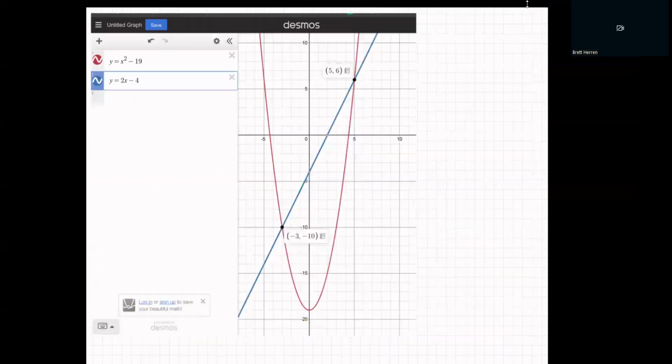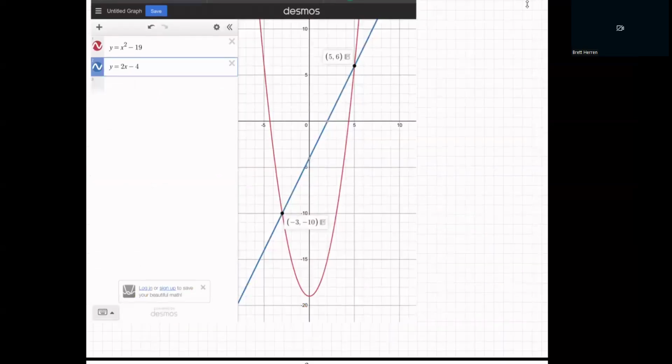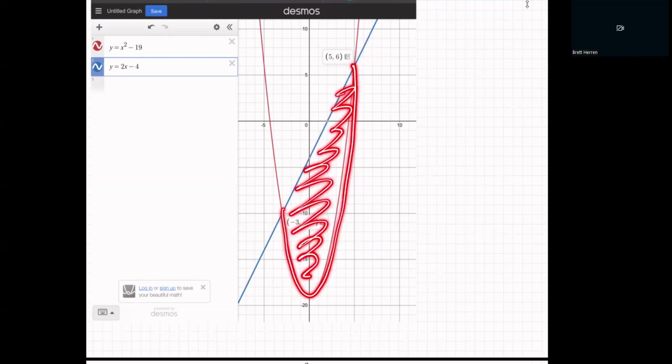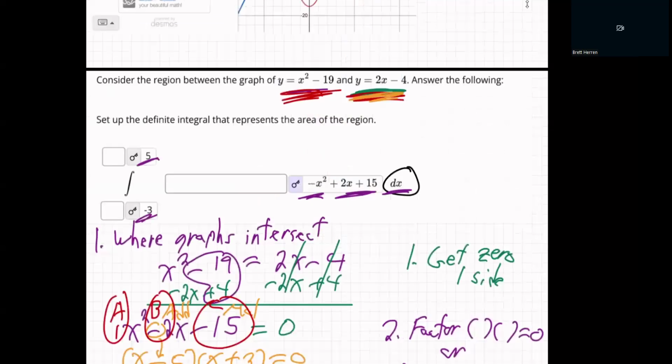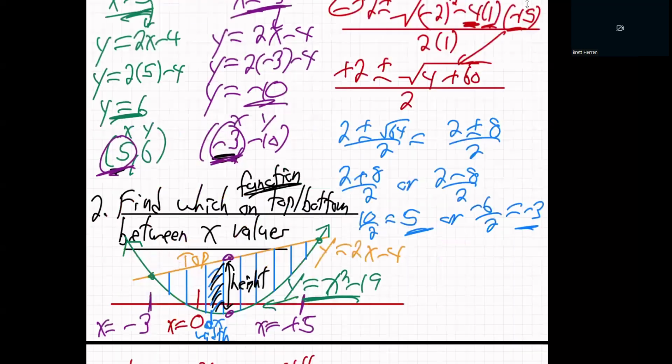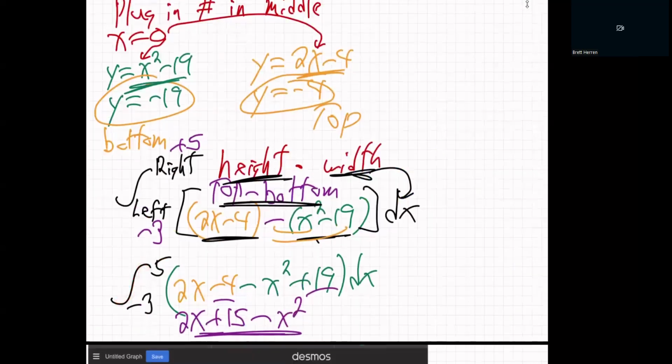Let's look at the actual picture. Here's the actual picture of the functions. Here's the straight line. See how they intersect at -3 and +5. See how the parabola is underneath it, just like we thought. Find this area between them. There we go. It's going to be the integral, the sum of the rectangles that have this height times this width, top function minus bottom function. There we go.